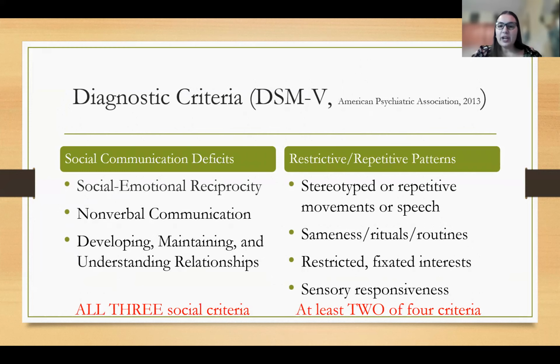So there are 7 criteria for being classified as someone with autism. Someone has to have all three areas of the social criteria and at least 2 of the 4 restrictive and repetitive patterns criteria.